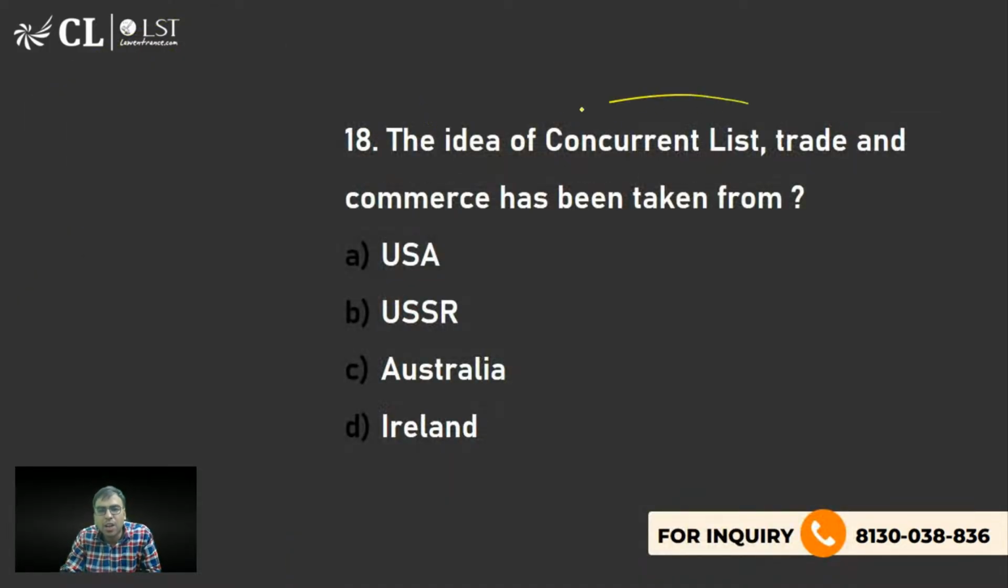The next is: the idea of the concurrent list, trade and commerce, has been taken from where? Where was this taken from?